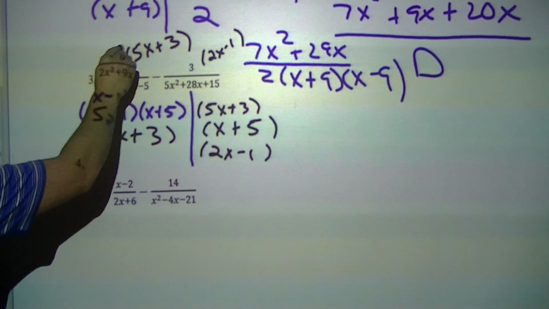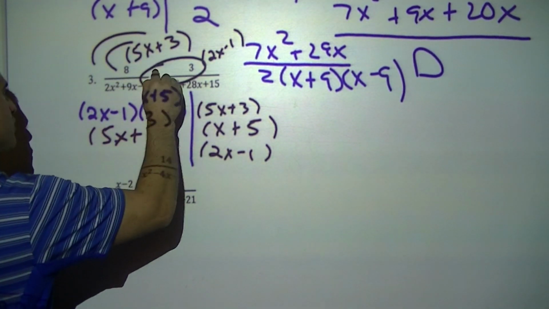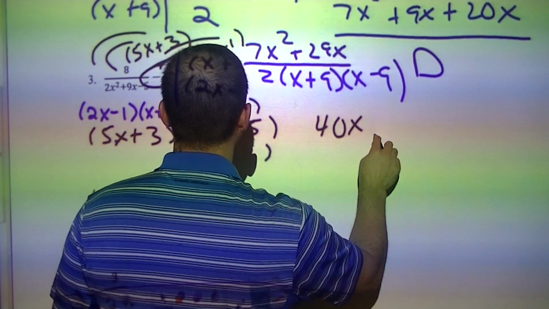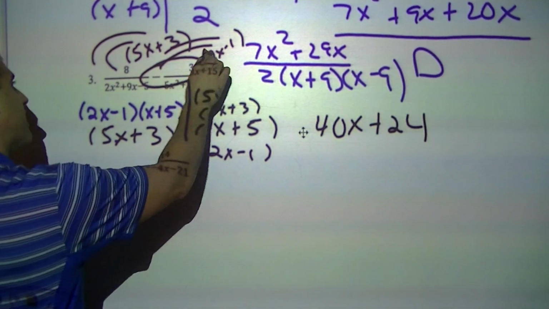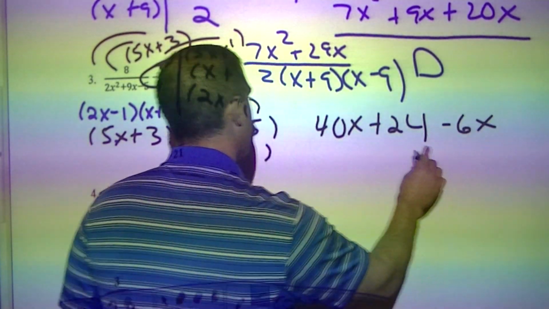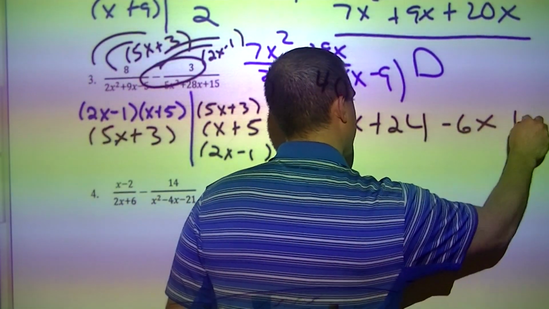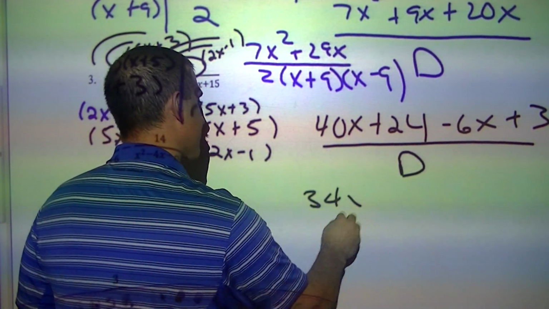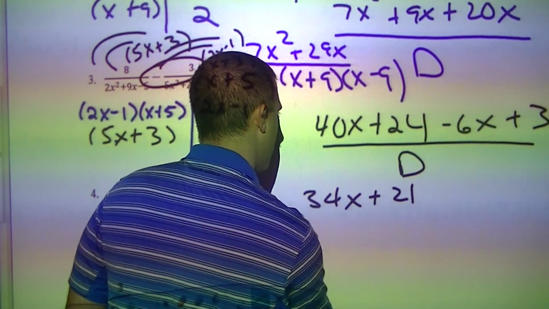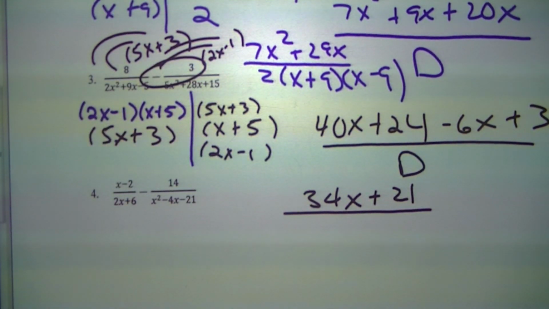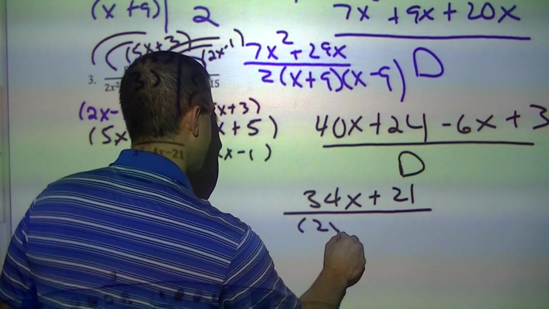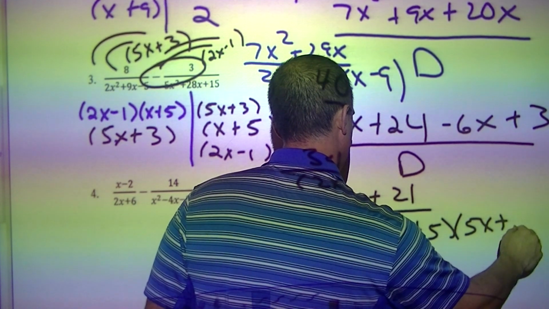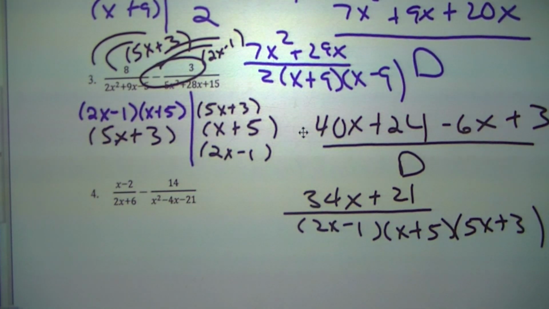Now, when you distribute, you got to treat that like a negative 3. So what I got is 40x plus 24. Negative 3 times 2x is negative 6x. Negative 3 times negative 1 is positive 3, over my common denominator. The x's would combine to 34x, and the numbers would combine to 21, all over 2x minus 1, x plus 5, 5x plus 3.